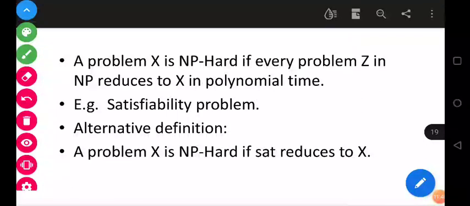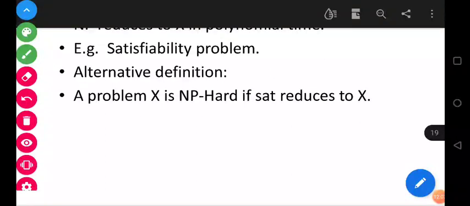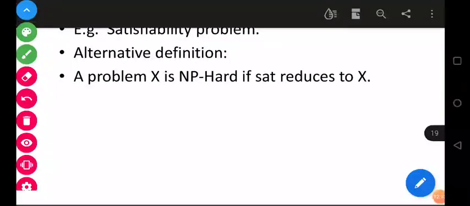Now, once we have an example of the satisfiability problem, we don't need to reduce every problem in NP to find other problems in the NP hard set. What we can do instead is just reduce the satisfiability problem to that problem X. So an alternative definition is: a problem X is NP hard if satisfiability reduces to X in polynomial time.